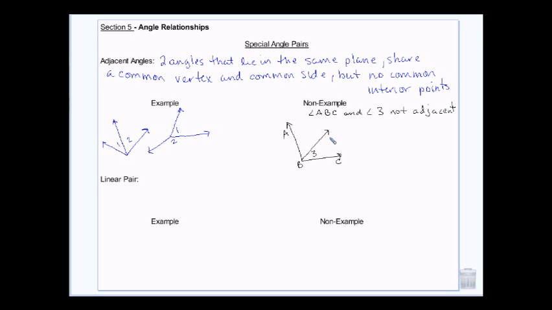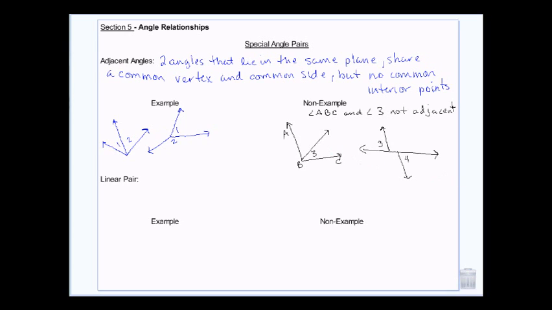Another thing that gets confusing that people might think was adjacent is if I have this line right here and I stick two different angles on it. These two angles, angle 3 and angle 4, are stuck to the same line, but they're not stuck to each other. So they're also not adjacent. They share a line, but they don't share a common side and a common vertex. Does that make sense?